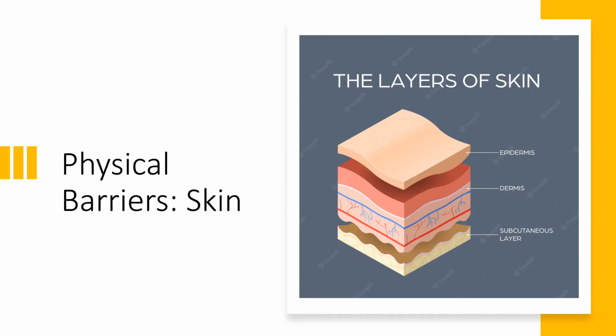One type of physical barrier is the skin. The top layer of the skin is called the epidermis. It is a layer of tightly packed, dead epithelial cells that are constantly being sloughed off. This makes it almost impossible for microbes and viruses to live on. The tightly packed epithelial cells are connected by tight junctions that prevent any invasion of intruders into the layers below.